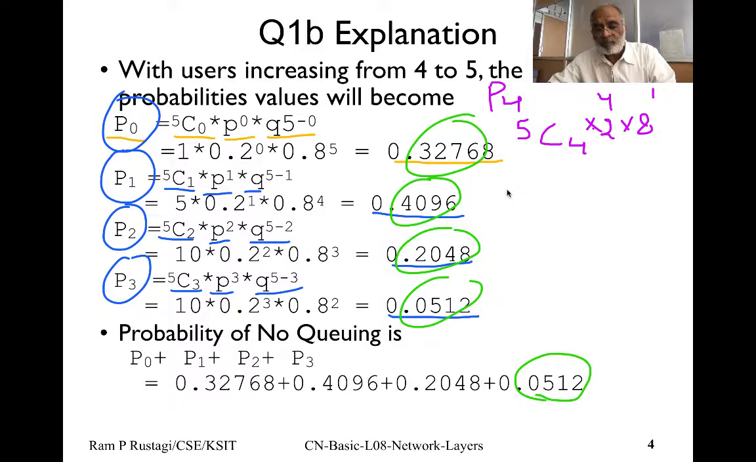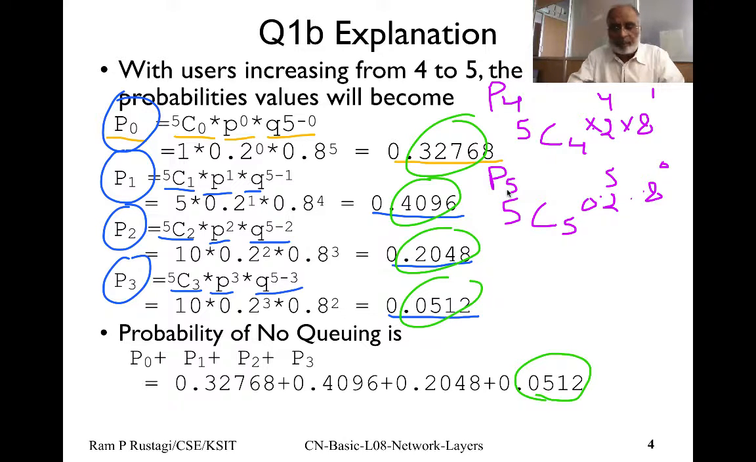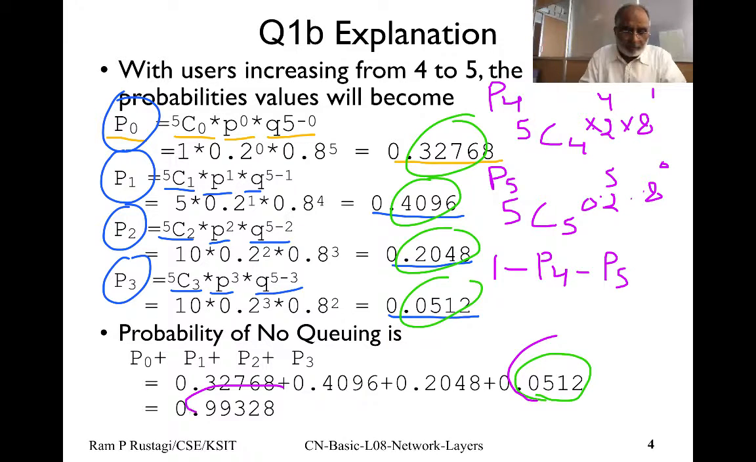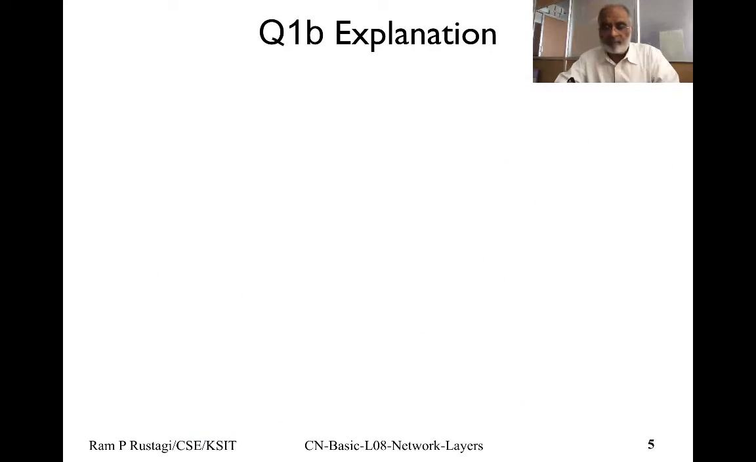Compute this value. Similarly, compute P5, which is 5C5, 0.2 raised to power 5, 0.8 raised to power 0, and compute this P4 plus P5. So probability of no queuing would be 1 minus P4 minus P5, and you should still get the same answer as you're getting from this, which is 0.99328.